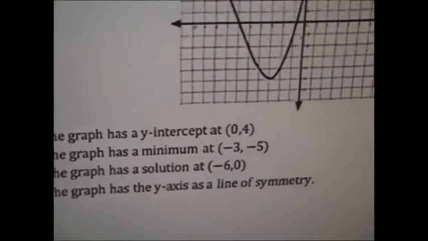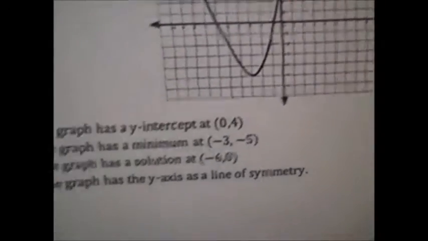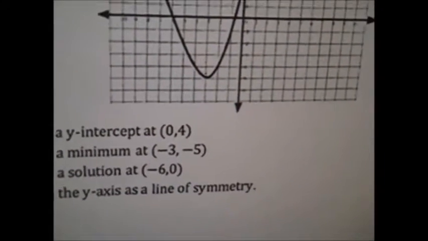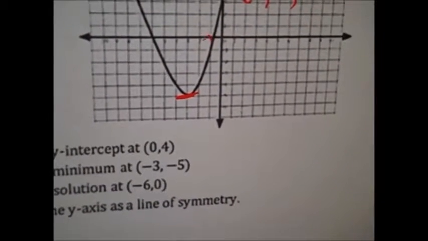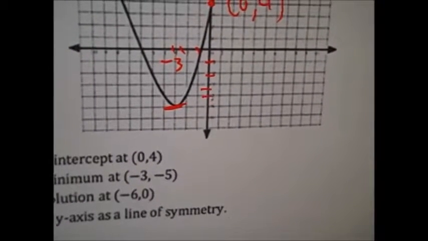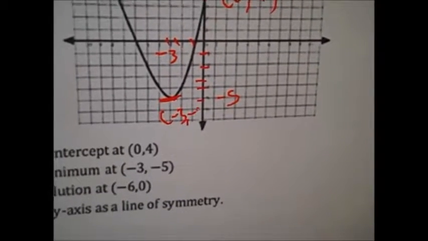This one is true. Here's the y-intercept is at 0, 4. And then B, the minimum is negative 3, negative 5. Here's the minimum. 1, 2, 3, negative 3, and it goes down 1, 2, 3, 4, negative 5. This is negative 3, negative 5.